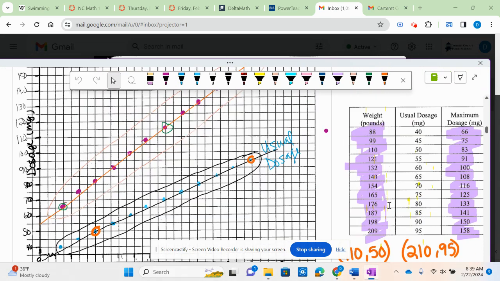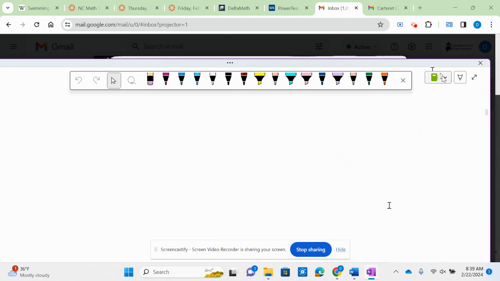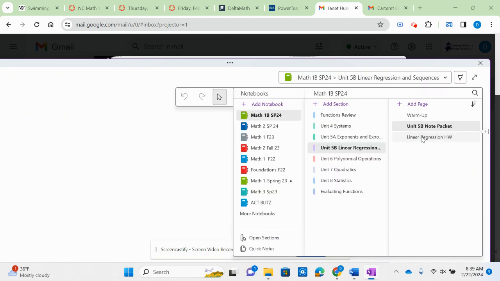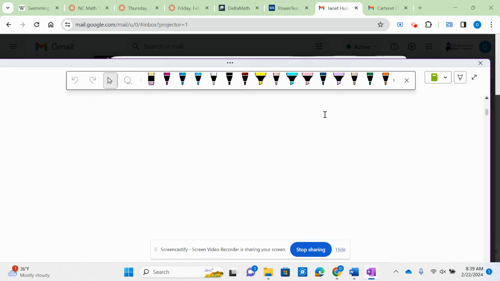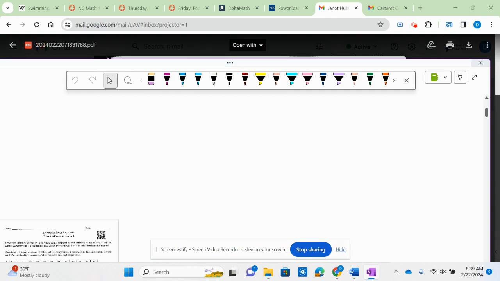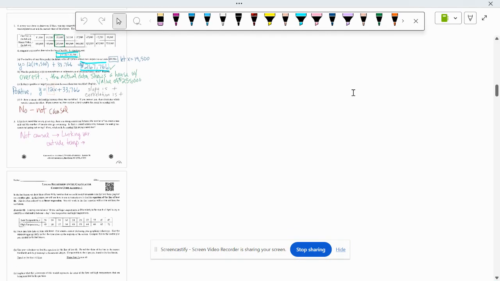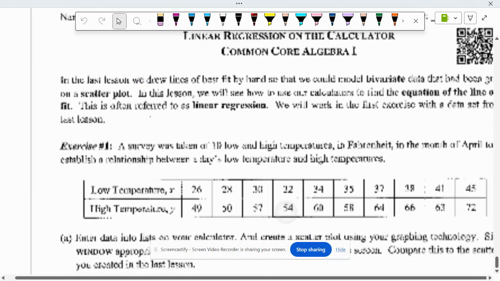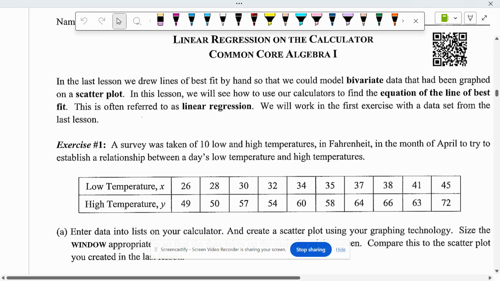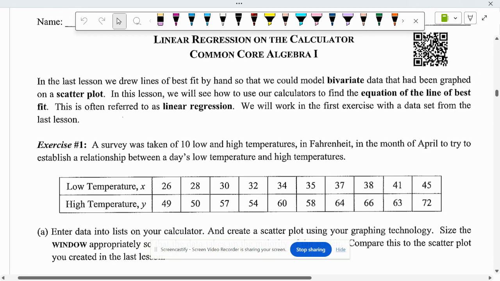All right. So we're on page 8. Page 8. Let's talk about linear regression. All right. So linear regression. In the last lesson, we drew lines of best fit by hand so we could model bivariate data. Someone tell me what bivariate is. We learned it yesterday. What does bivariate data mean? It's just data that has two variables.